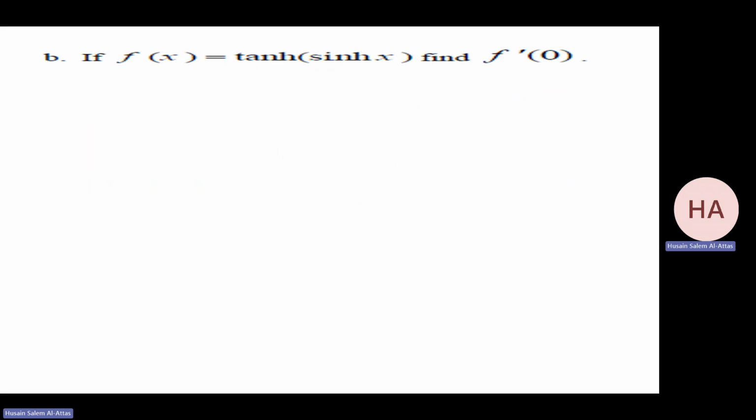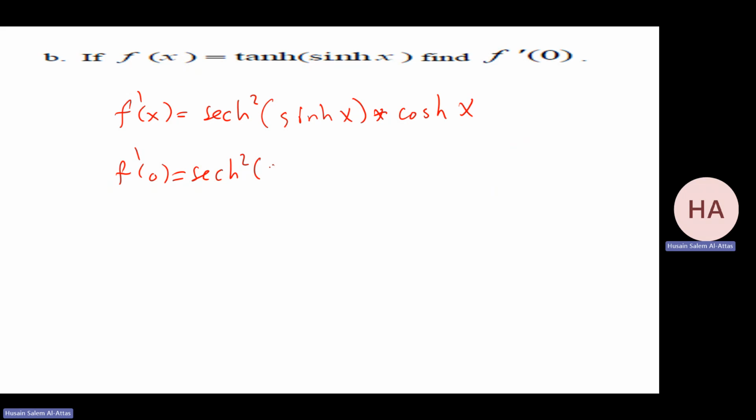If f of x equals tan hyperbolic of sine hyperbolic x, find f prime at 0. Okay. F prime would be what? It would be secant hyperbolic squared at sine hyperbolic x times cosine hyperbolic x. So at 0, that will be secant hyperbolic squared at sine hyperbolic at 0 times cosine hyperbolic at 0.